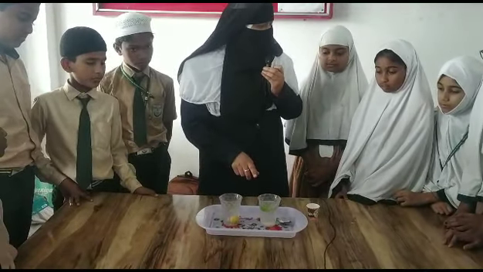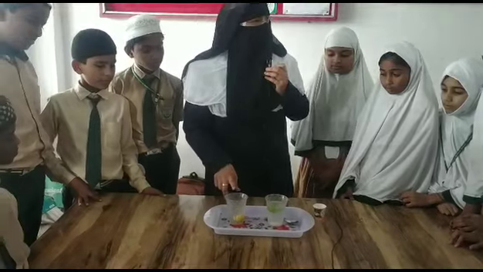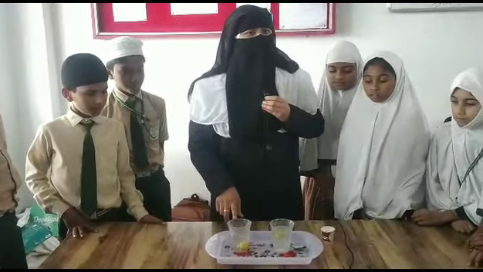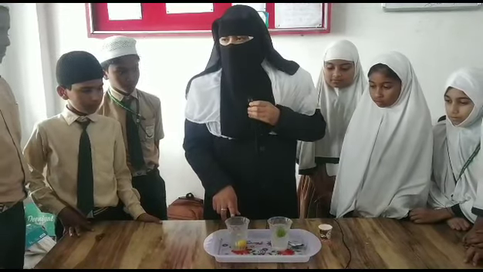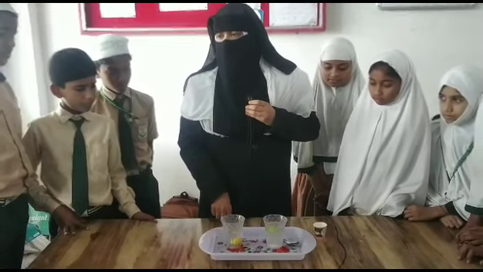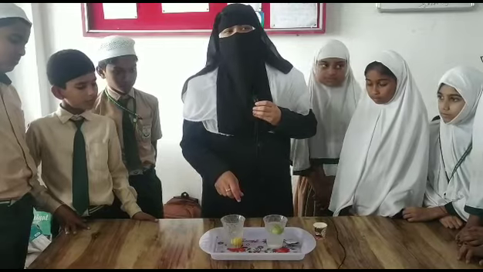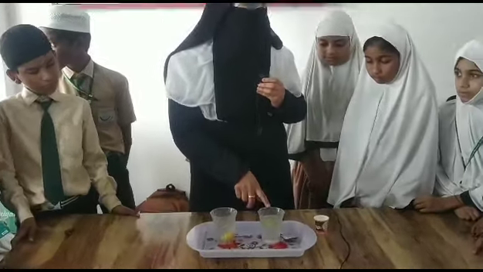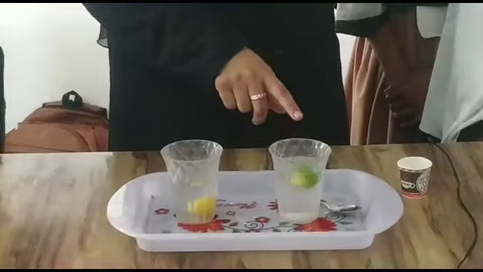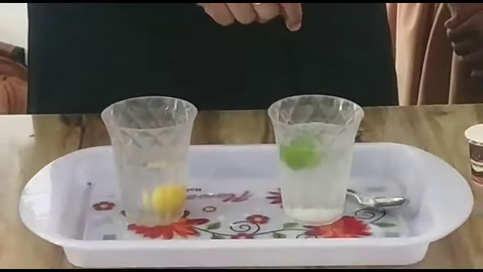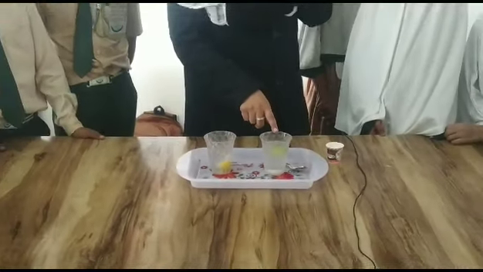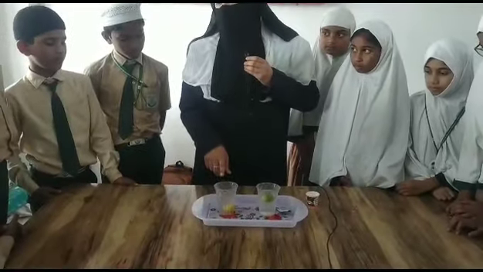Now why does this happen? Because here, in the glass which has the plain water, the density of the water is less as compared to the lemon. That is the reason why the lemon sinks. And here, when we add the salt, the density of the lemon is less, and because of the salt, the density increases in the water. And so the lemon here floats and the lemon here sinks in the water.